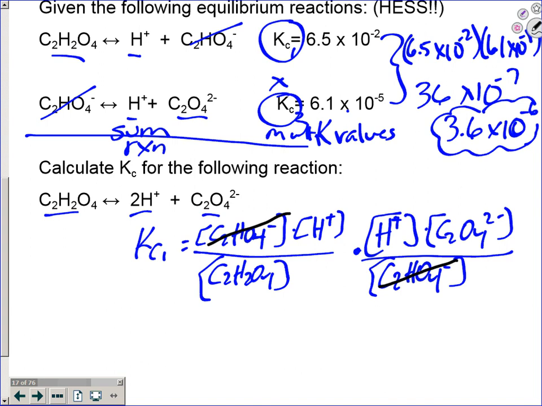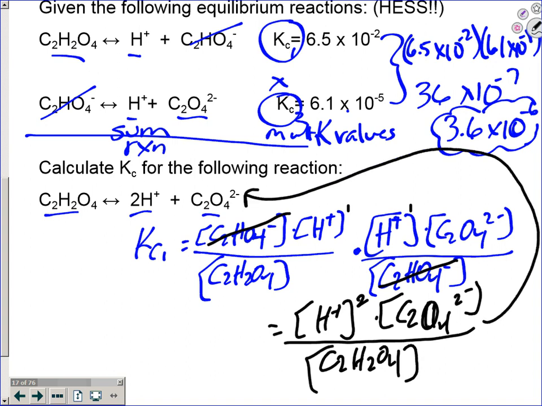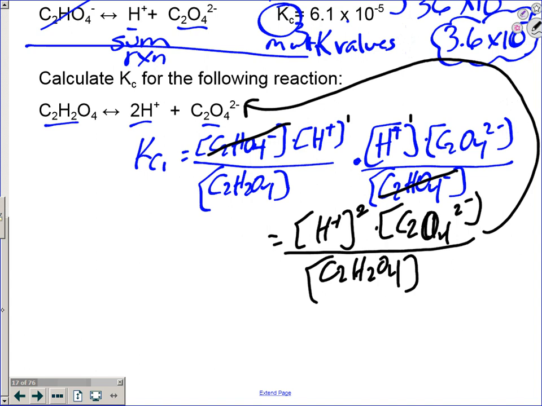When you simplify and crunch it together, what else simplifies? The hydrogen ion becomes to the second power, because 1 plus 1 is 2, times oxalate over C2H2O4. And by golly, this represents this, doesn't it? It should, because when you mesh these two K's together, something cancels like we had up here, and that cancellation should yield the same products and reactants as this reaction here had. So this is K3.